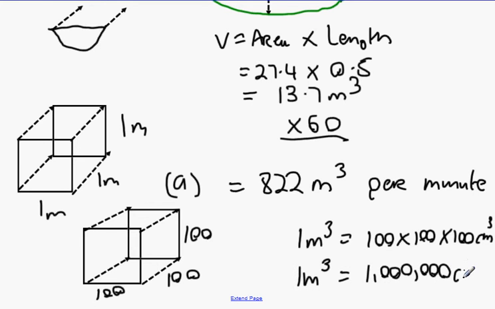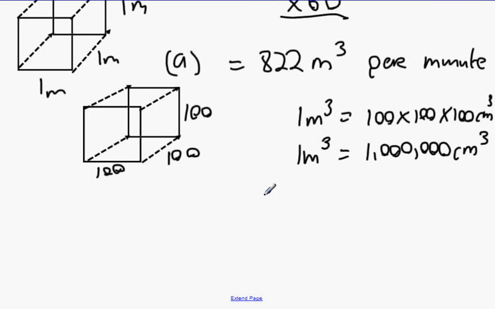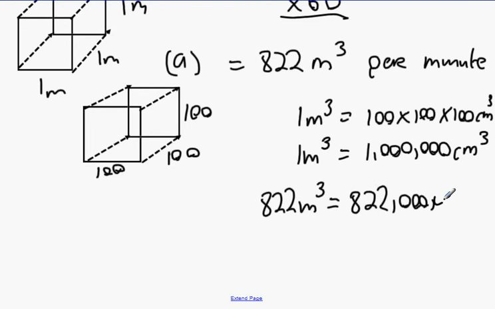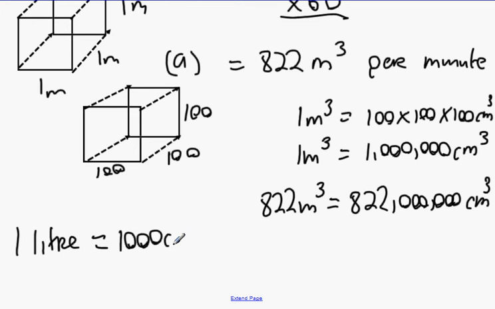Then all we got to do is convert 822. So 822 meters cubed is going to be 822 million centimeters cubed. Now, once again, I'm still not in liters, but now I know the conversion. What's 1 liter, Kane, in centimeters? 1,000. So what do you think you need to do with that answer there? Divide by 1,000. 3 zeros, right? So get rid of 3 zeros. 1, 2, 3. So the answer is going to be 822,000 liters.